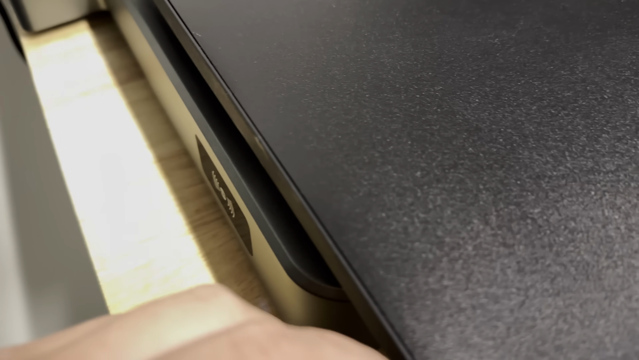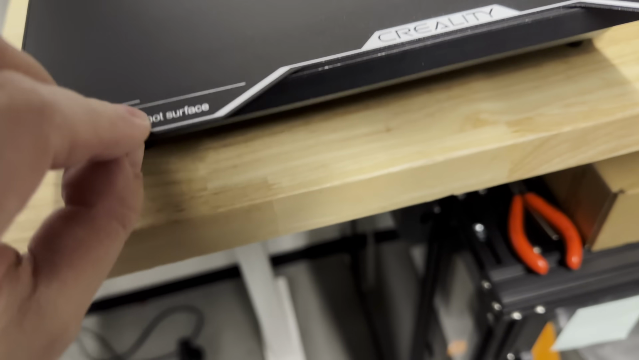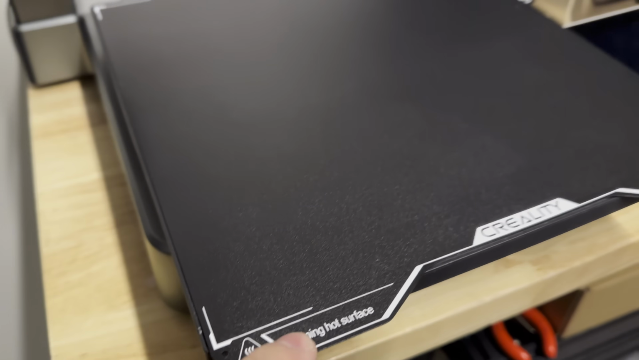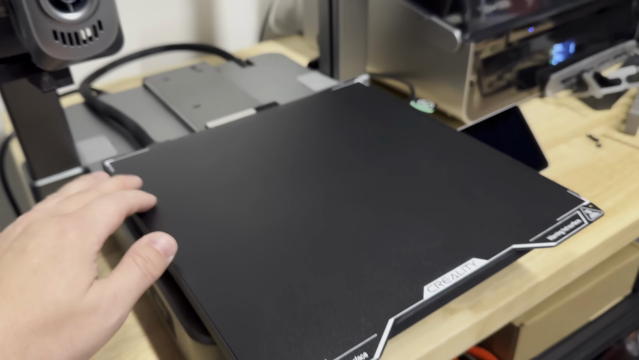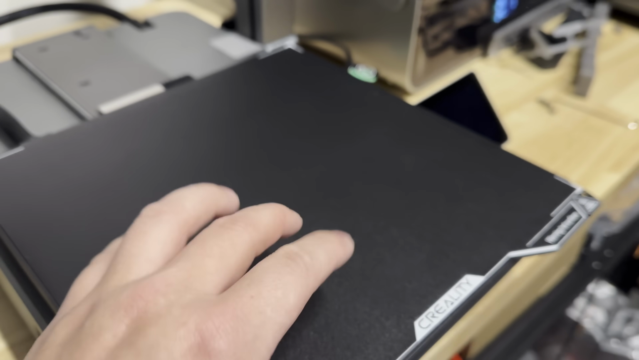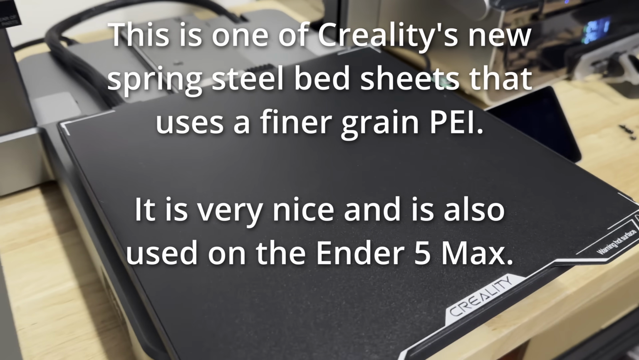Now, I don't really like this type of bed. This is, well, I don't know what type of bed this is. I thought it wasn't a PEI, but it actually looks like it is. Kind of looks like a polycarbonate type texture, but it's PEI. It's more of a fine grain, powder coated spring steel sheet.